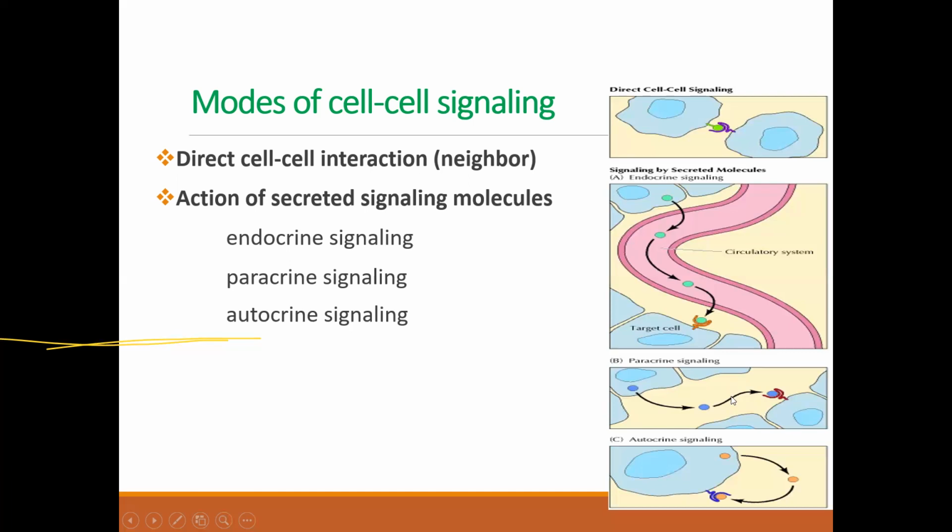But for paracrine signaling, the signaling molecule will go to the target cell without the circulatory system involved. They can use the process called diffusion, so it means that the target cell is not far away from the synthesizing cell. And autocrine signaling means the cell communicates with itself. So the signaling molecule, after being produced and released from one cell, will return to bind to the receptor on the same cell.